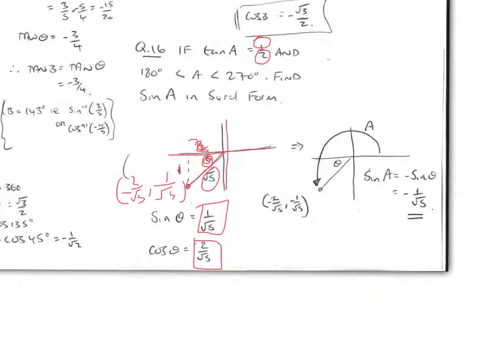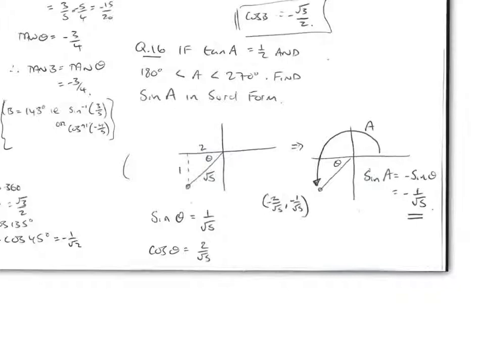Okay? So let's think about A then. This is our reference angle that's been generated by our main angle A. They are the coordinates. But remember that the sine of A is equal to minus the sine of this reference angle. Sine of the reference angle is 1 over root 5. So the sine of A is minus 1 over root 5.